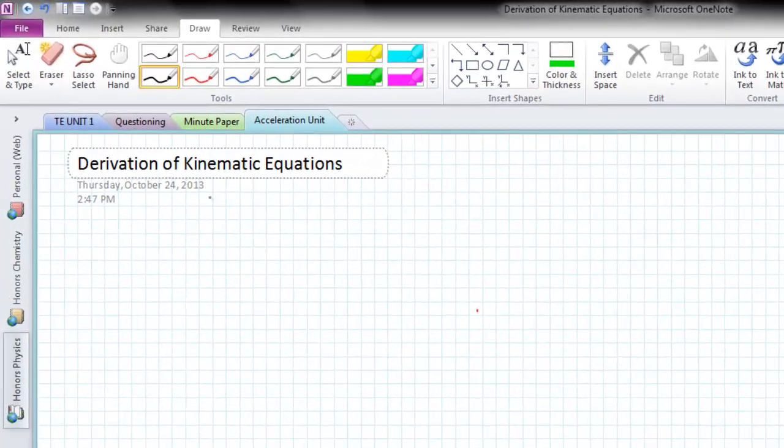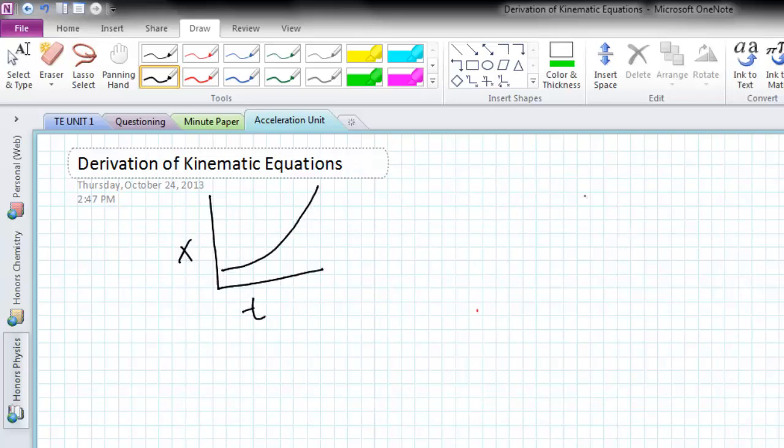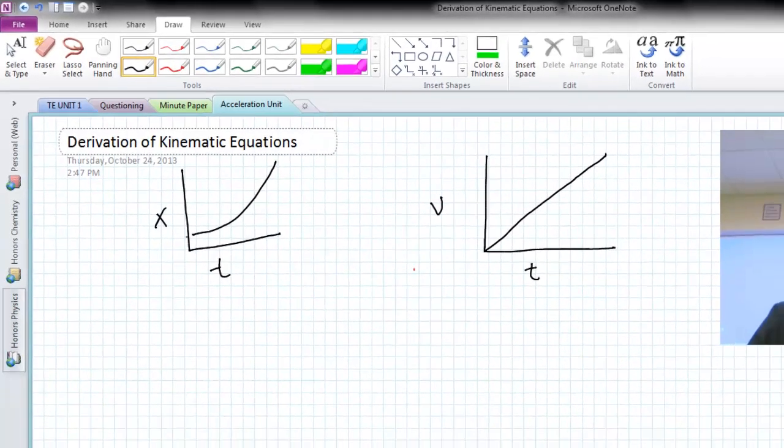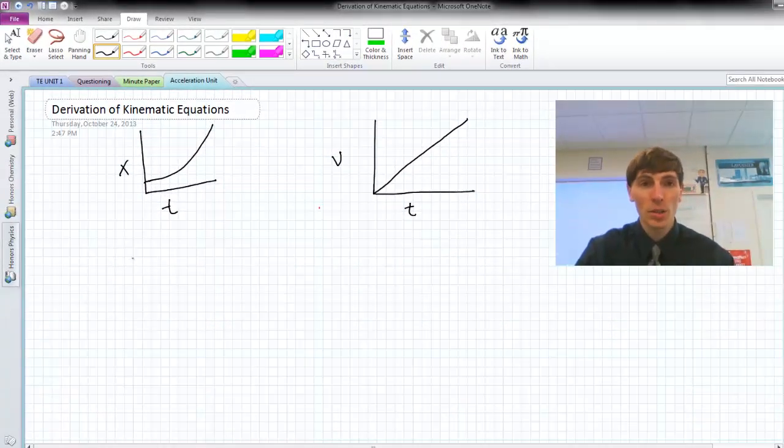So the cart on the hill lab, we got two different graphs. We got our position time graph, and it was a parabolic function, and then we had our velocity versus time graph, and it turned out to be a linear graph. So what we did is we came up with some equations to model the motion of those two graphs.